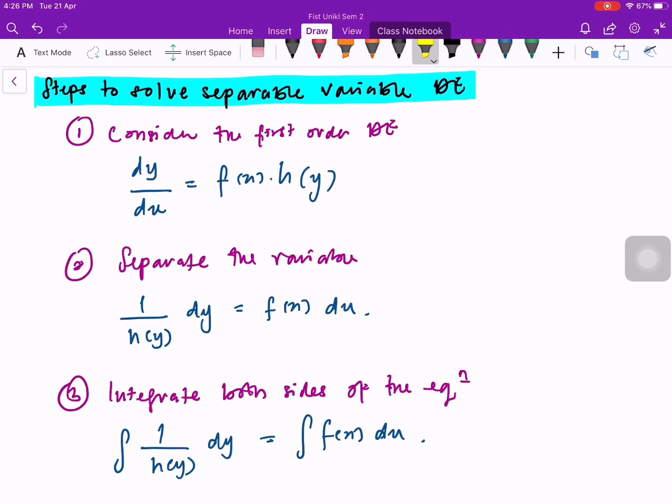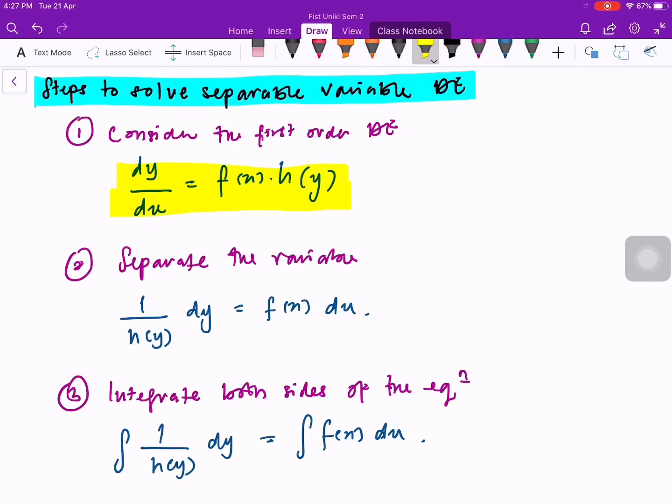Okay, so let's continue with steps to solve separable variable differential equations. Saya akan kongsikan 3 steps di mana macam mana kita akan guna kaedah separable variable untuk selesaikan differential equation. So the first step is kita nak kena rectify kita punya differential equation. First order differential equation must be in this form. Okay, so dy dx equals to f(x) times h(y). Okay, so the differential equation must almost look like this lah.